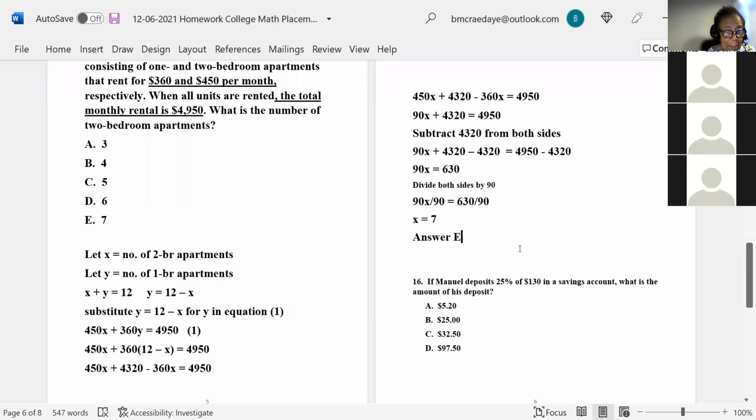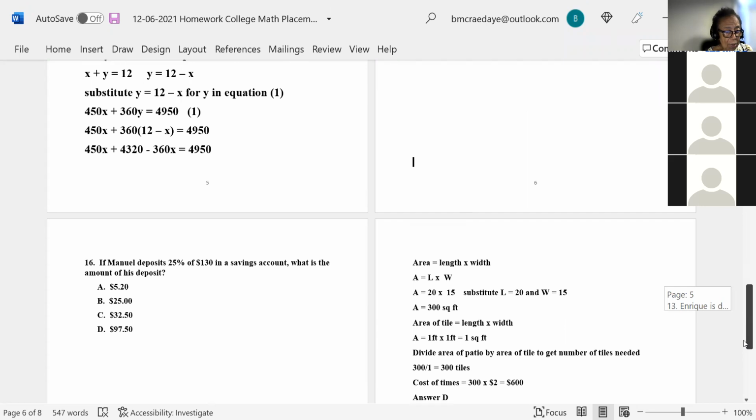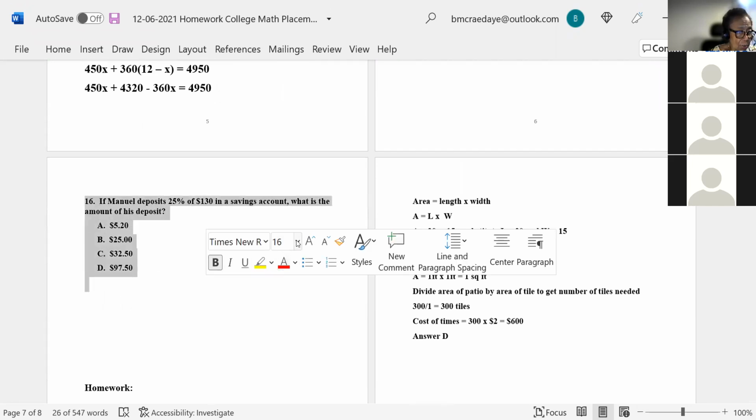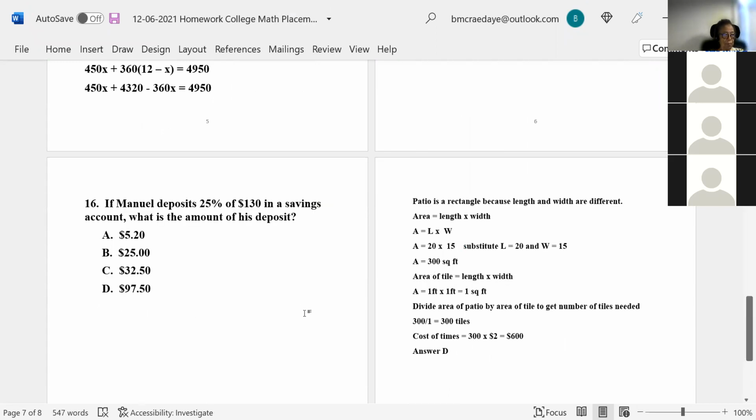Now let's look at number 16. Okay, I'll put that on the next page. Maureen, read number 16. If Manuel deposits 25% of 130 in his savings account, what is the amount of his deposit?